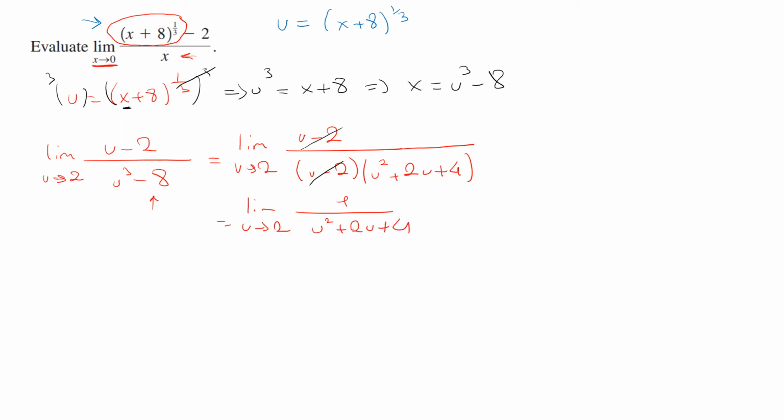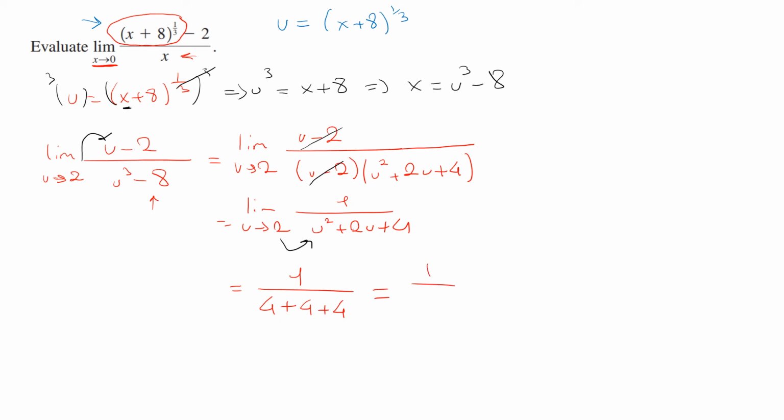And I'm just going to plug in 2 for the value of U, because now I realize it's not going to be 0 anymore. When I looked at the numerator, if I plugged in 2 there, I would have ended up with 0, which I do not want. That's why we wanted to cancel out in the first place. So from here, I'm going to end up with 1 over 4 plus 4 plus 4, which is going to be 1 over 12.